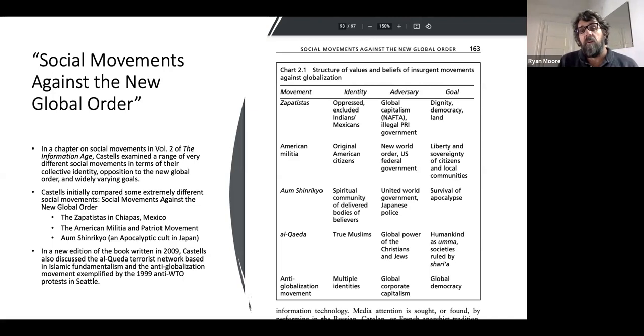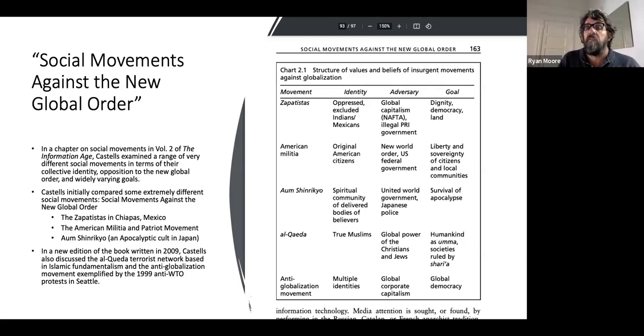These other movements listed here in the table would otherwise have little or nothing to do with one another: the American militia, this Japanese cult group whose name I can't pronounce, Al-Qaeda, and the anti-globalization movement.